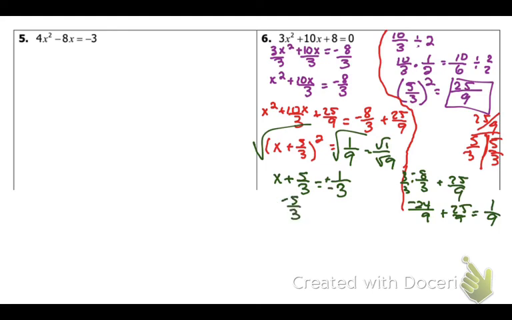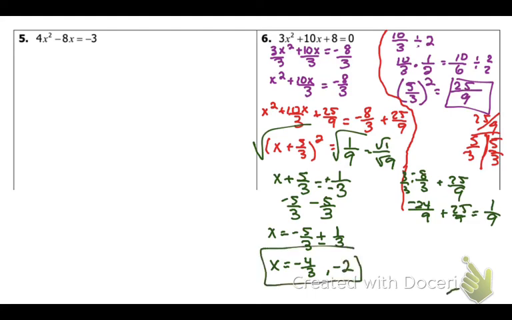Then you're going to subtract 5/3 from both sides. We're left with x is equal to -5/3 plus or minus 1/3. Now you have to do both cases. The good thing is they're already common denominators. So -5/3 plus 1/3 is going to be -4/3. And then we have -5/3 minus 1/3, that's going to be -6/3, which will simplify to -2. And then that's your answer. So there is fractions, but they're not that difficult.